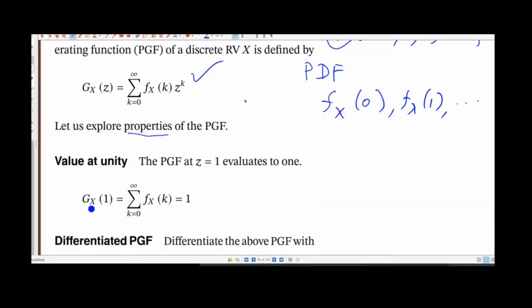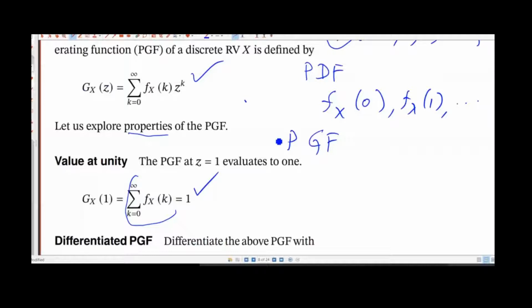So G_X of 1 will be, I just set z to 1 in all cases, and I just add all the probabilities. What should I get? 1. Yeah. So I learned a rule that, even if I don't know anything about this X, one thing is for sure. Remember, I cannot say this for any generating function, because it is only the PGF that has this property.